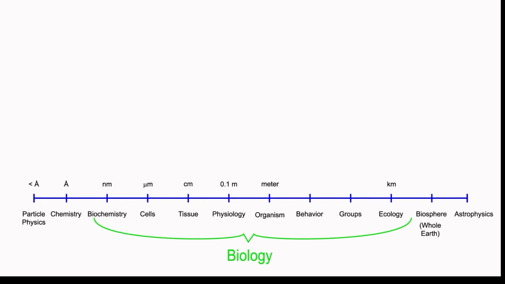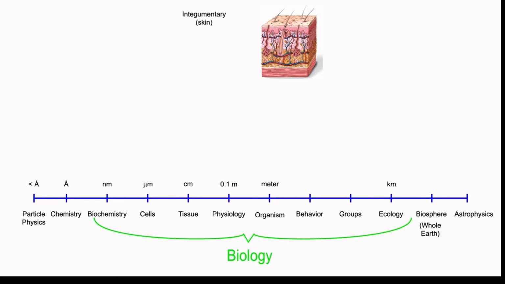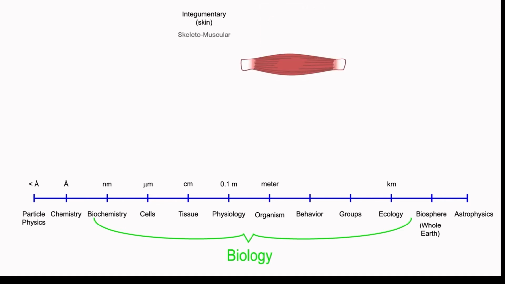Physiology occupies the organ and tissue areas and can be divided into many different systems. The integumentary system studies the skin, the largest organ of the body. The skeletal-muscular system gives the body structure and movement. The cardiovascular system transports oxygen, nutrients, and wastes around the body. The excretory system cleanses the blood of metabolic wastes.